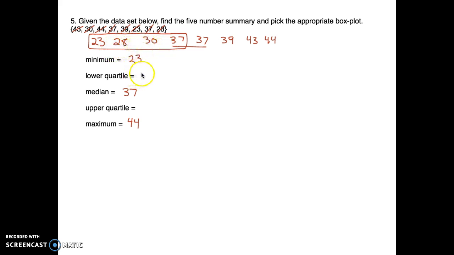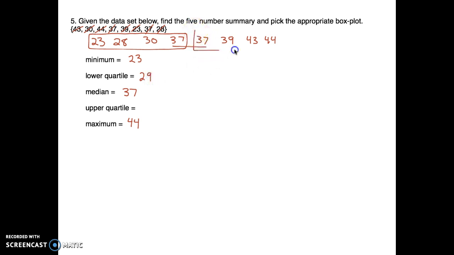So let's look at this one. The lower quartile is going to be the median of the lower half of numbers. So the median here will be between 28 and 30. The average of those 2 numbers is 29.